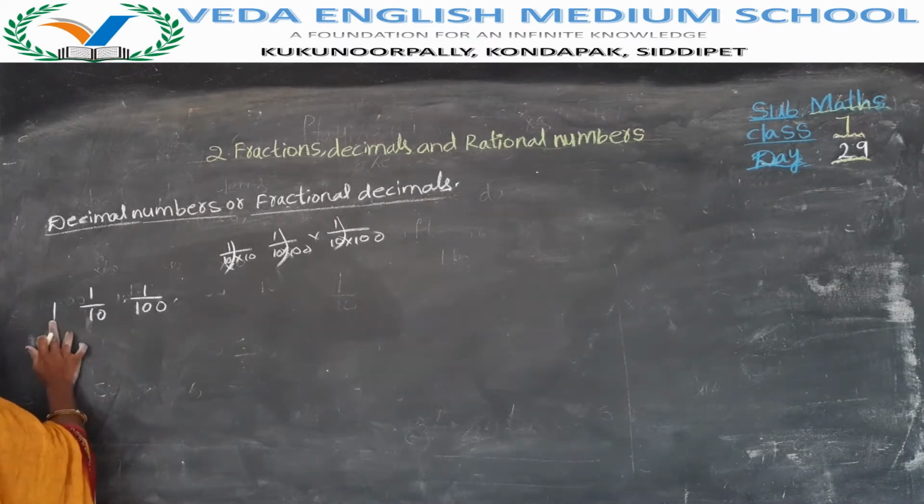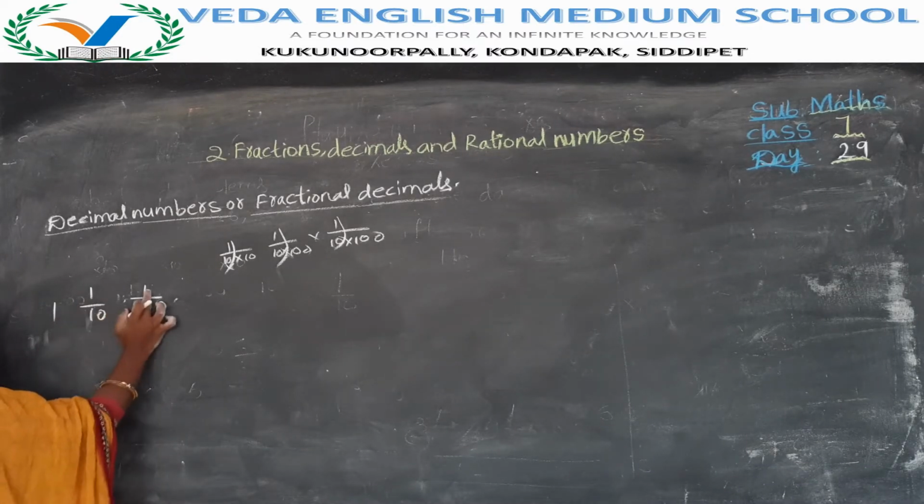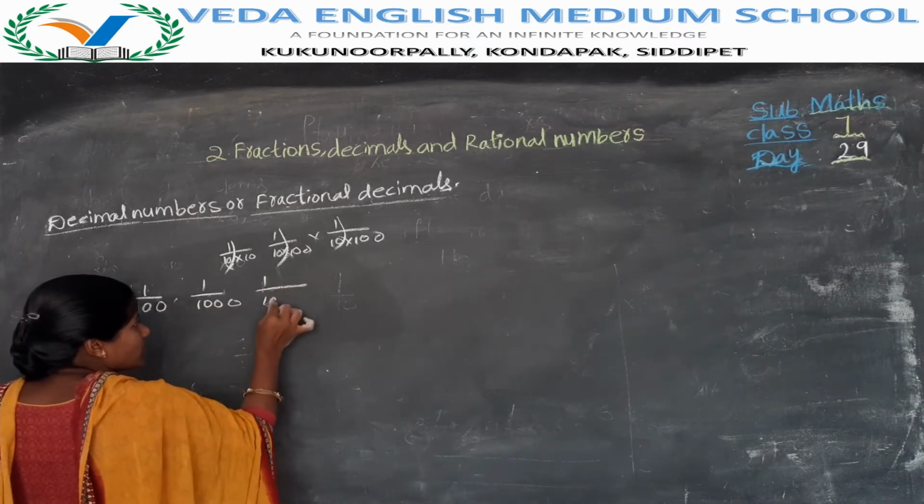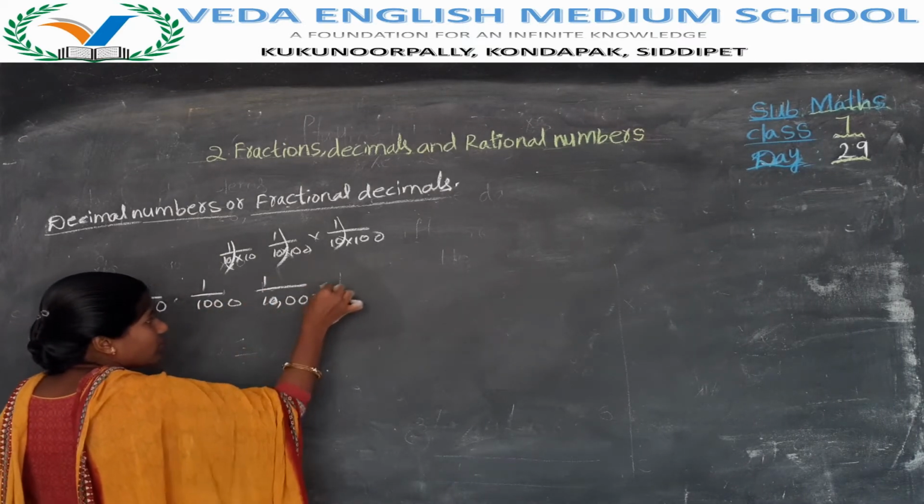Now it is first unit, second tens place, hundreds place, thousands place, 10,000, 1 lakh.